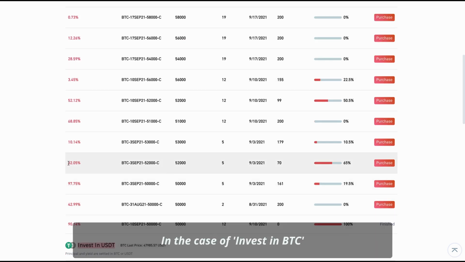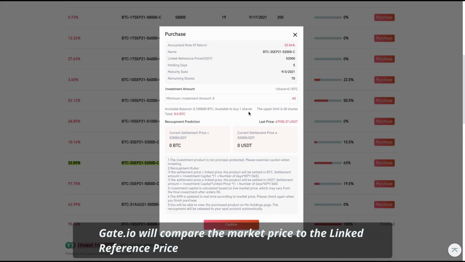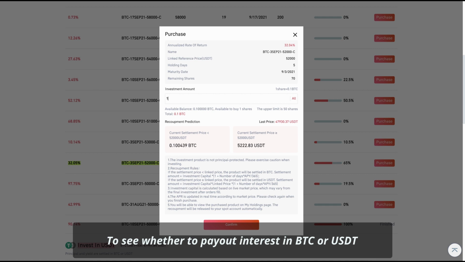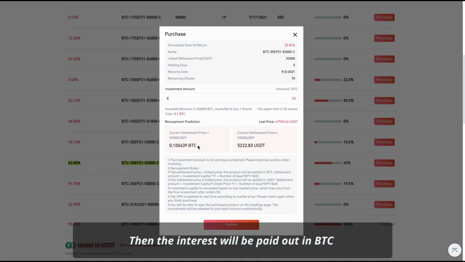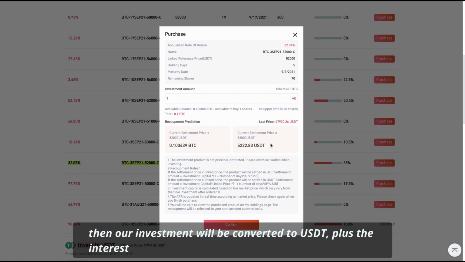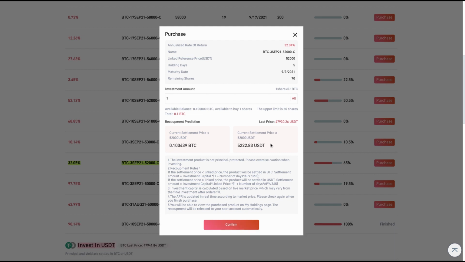In the case of invest in BTC, let's say we chose this particular product. On the maturity date, which is September the 3rd, Gate.io will compare the market price to the linked reference price to see whether to pay out interest in BTC or USDT. Let's say on September 3rd, the market price is 50k, which is lower than the linked reference price of 52k. Then the interest will be paid out in BTC. If the market price is above 52k, however, then your investment will be converted to USDT plus the interest. The annualized rate of return will stay the same regardless of whichever payout.